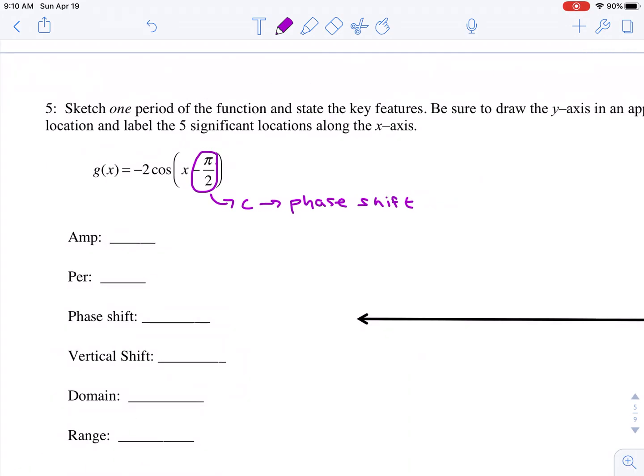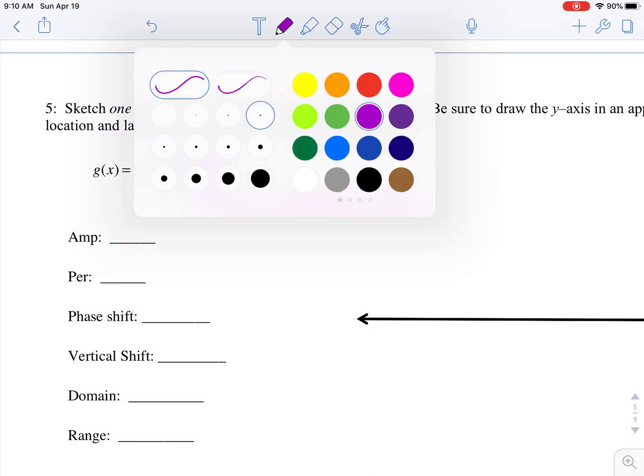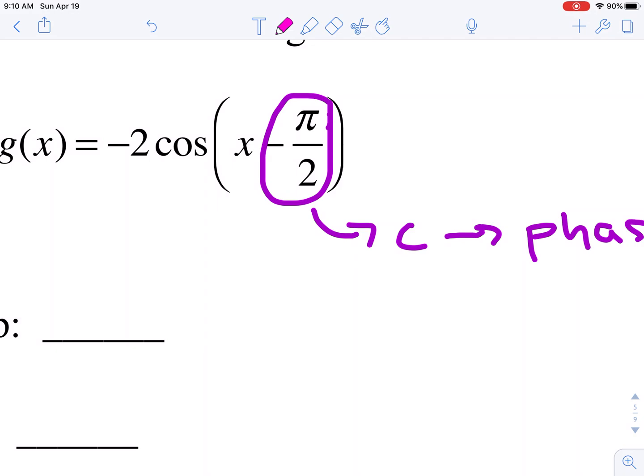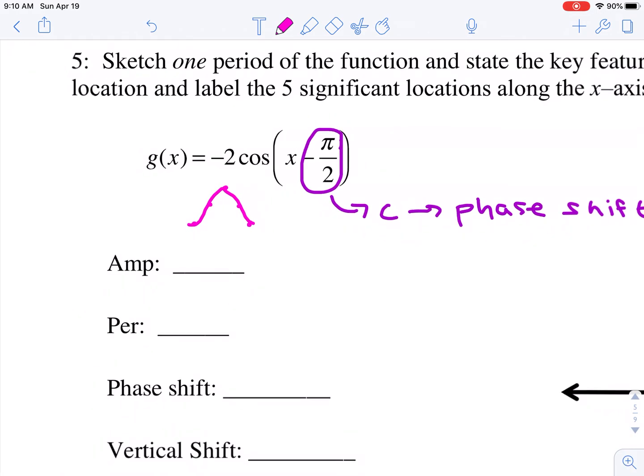Okay, so I'm going to follow the same kind of process that I always do. I'm going to start out by drawing my shape. So we have a cosine graph, but this time it's negative. It's got a negative a value, so it's vertically reflected. So it's going to start from the minimum instead of the maximum. So I've got my little shape drawn in.